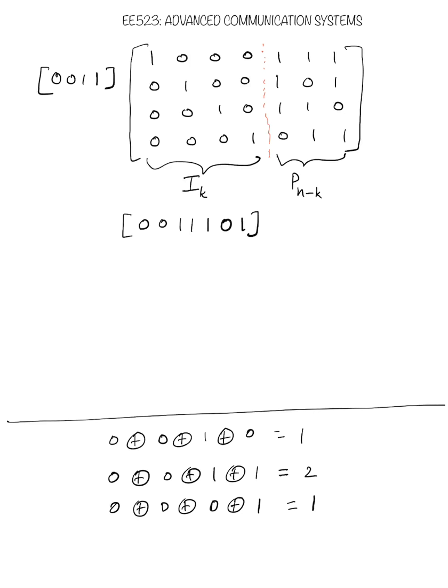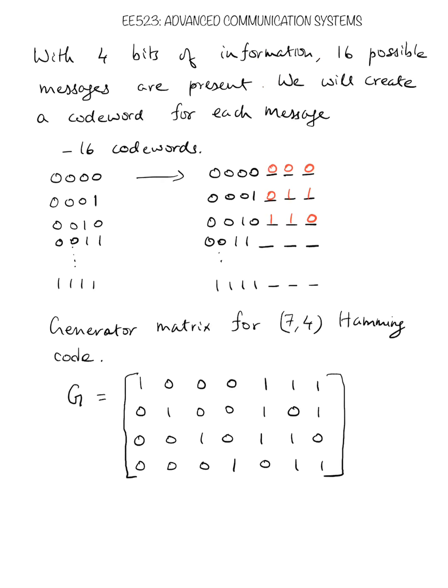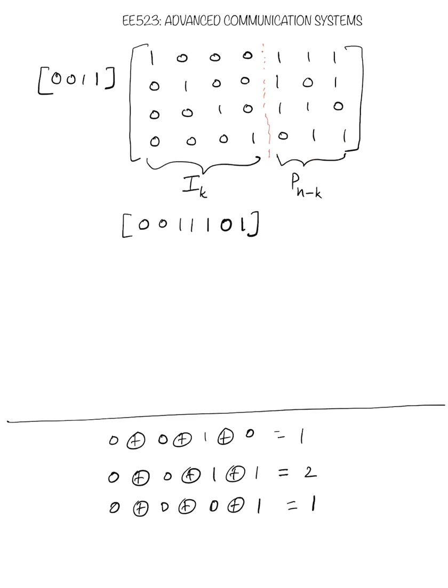So the code word that we get is 0011101. So let's write the parity bits and make the code word. The parity bits that we get for 0011 are 101, and like this you can compute the code words for all the 16 different messages. I'm not going to do it for all the 16 messages. I'll leave it as an exercise for you, but you know the general principle.